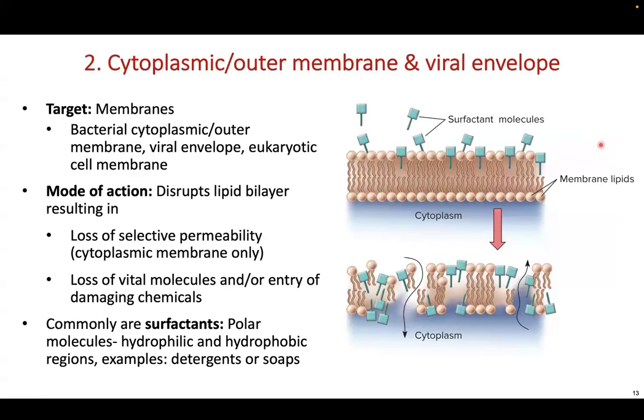And the second part that the agent can target is the cytoplasmic or outer membrane or viral envelope. And basically, the goal is that it targets membranes such as the biolipid membrane on the cell wall, breaking it down, disrupting it, and allowing anything to leak through. And then these are targets for bacterial cytoplasmic or outer membrane, including viral envelopes and eukaryotic cell membrane. And then their mode of action results in the loss of selective permeability. So we already know that this outer cell membrane is selectively permeable. And when you have a disruption, it means you cannot regulate what goes in and comes out. And then it's basically used as a surfactant.